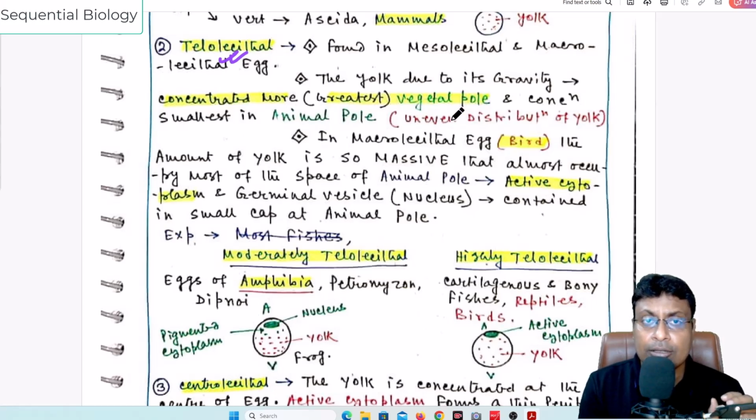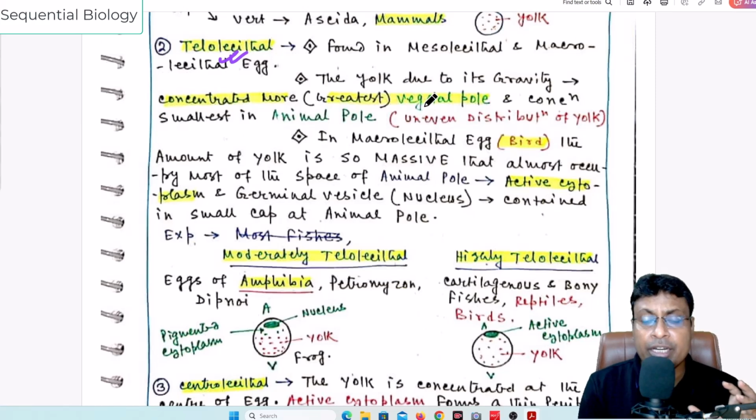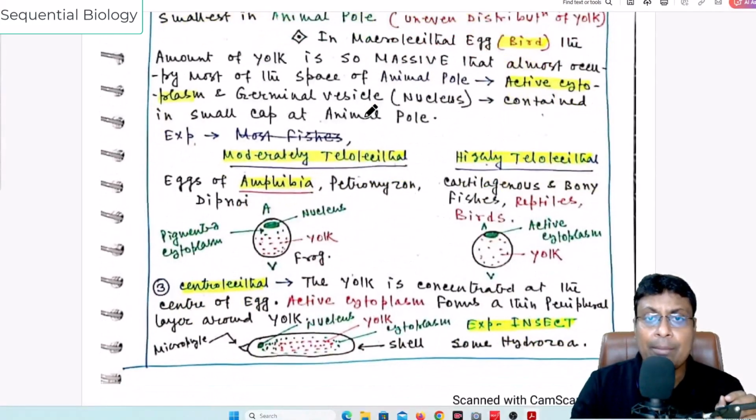In mesolecithal and macrolecithal eggs, due to the presence of a huge amount of yolk, most of the yolk is concentrated towards the vegetal pole, but the animal pole does not contain any yolk or only a very small amount of yolk, right? In macrolecithal eggs, like those of birds, the amount of yolk is so massive that it occupies most of the space, and the active cytoplasm and the germinal vesicle, or nucleus, are present in a very small gap in the animal pole region.